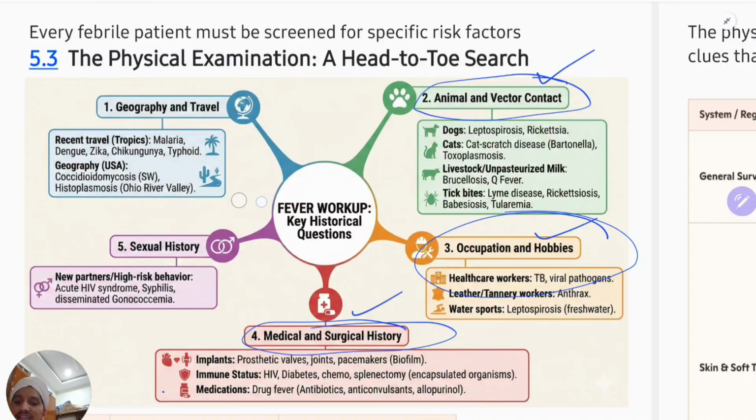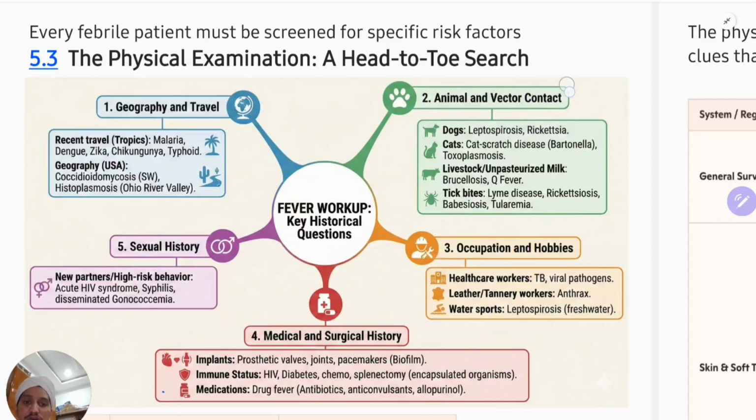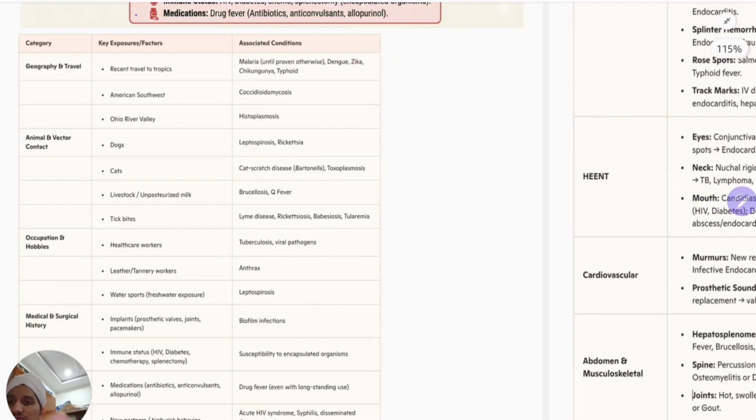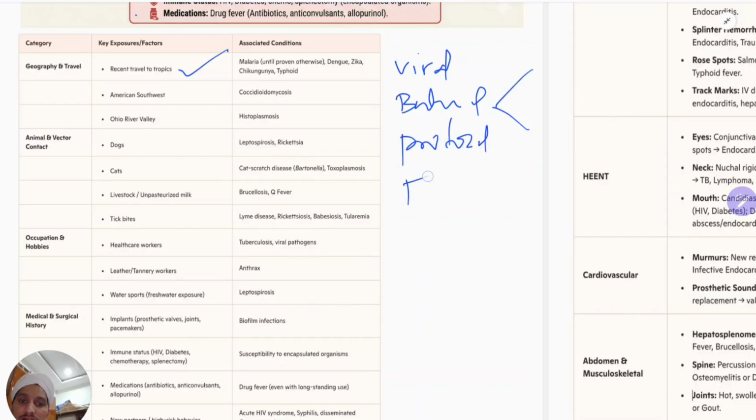Just take a snapshot and copy and paste this picture in your mind. So the same thing in a box format, just to revise. Geography and travel: recent travel to the tropics. How to remember? Always remember the causes of infectious fever as viral, bacterial, in bacterial typical and atypical, protozoal, fungal. So viral in the tropics: not influenza, sorry, dengue, Zika virus, chikungunya. You can think of some viral exanthems also.